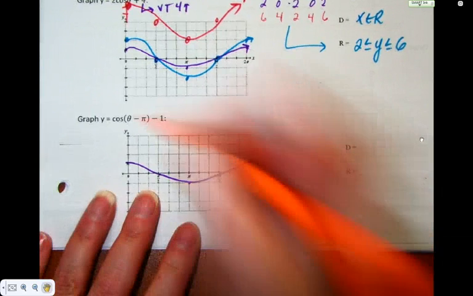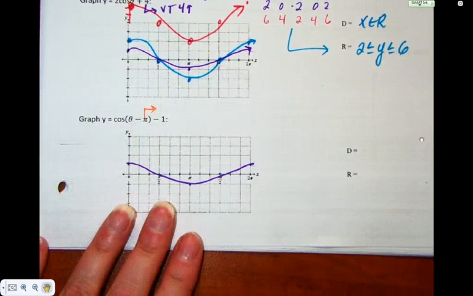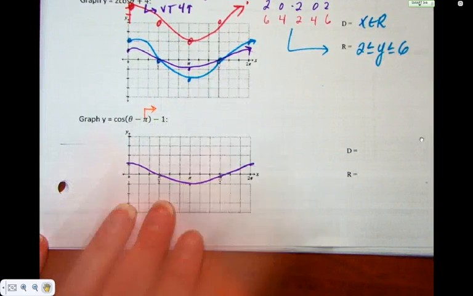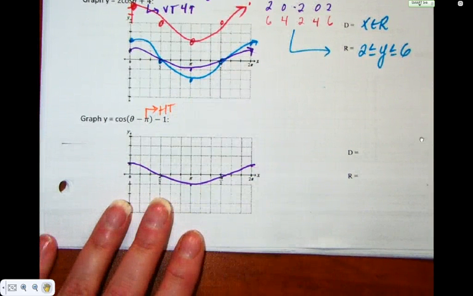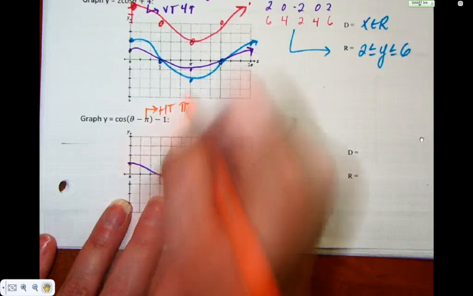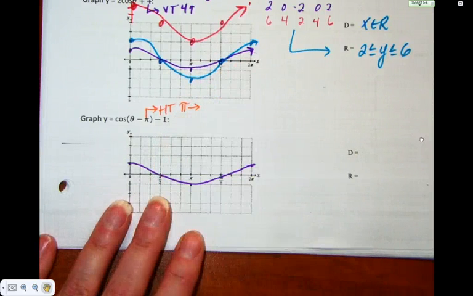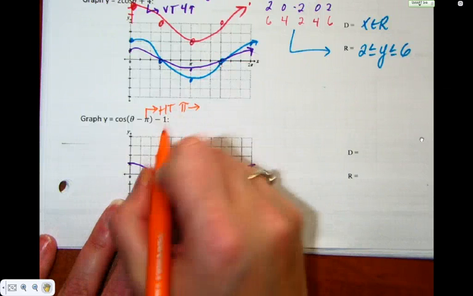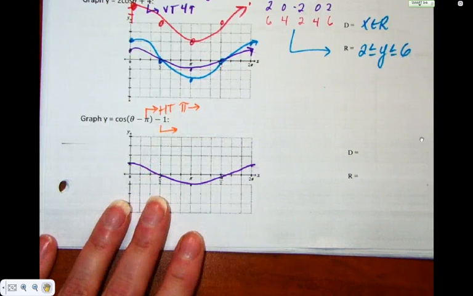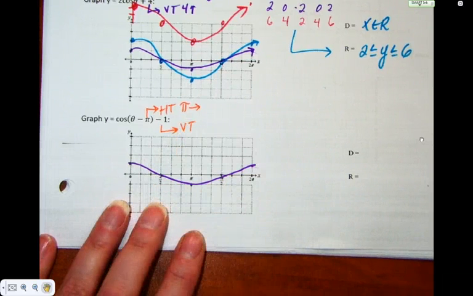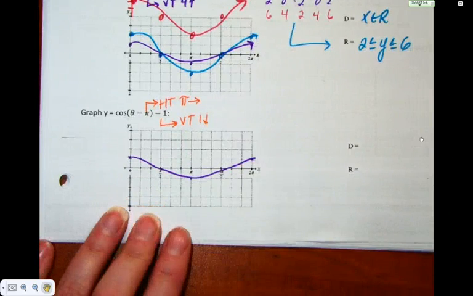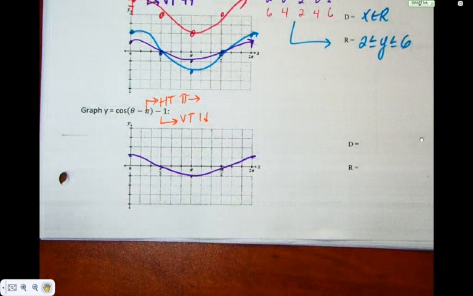Okay, describe the transformations. Negative pi. Horizontal translation. Pi to the right. Negative 1. Vertical translation. 1 down. What the heck do we do with pi?